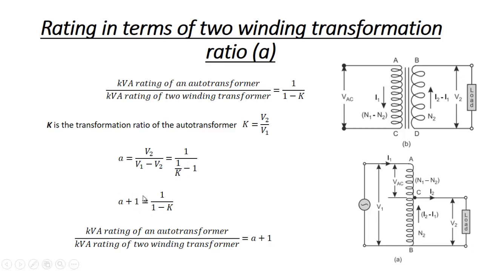So that means this 1 divided by 1 minus K, since we know that it is equal to the kVA rating of the auto transformer divided by the kVA rating of the two winding transformer, will be equal to A plus 1. So in general, if you are given the ratio of the two winding transformer, you can simply add that to 1 and multiply by the rating of the two winding transformer. You will get the kVA rating of the auto transformer.